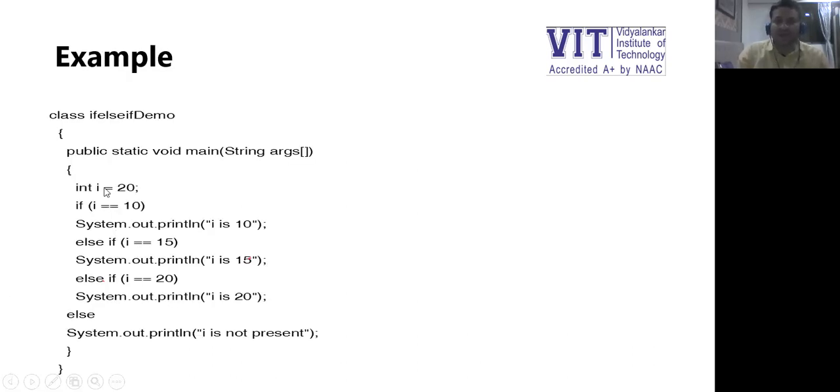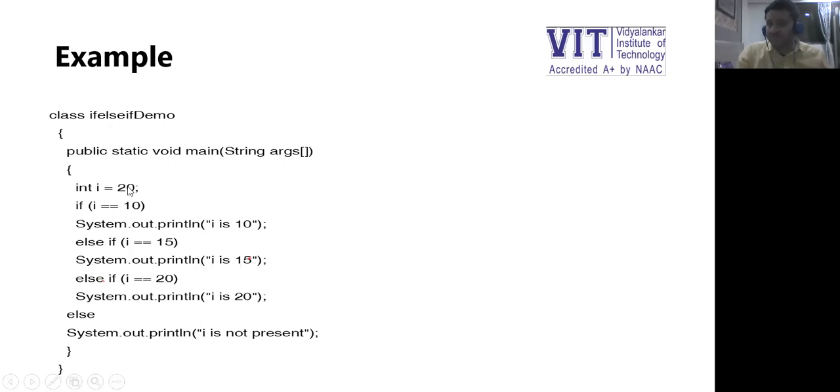Just have a look. The I value is 20. Is I 10? No. So then it goes to else. Suppose I is 10 here. Then I is 10, yes, so I is 10 is printed and the output comes out. Now I is 20 here. Is I 10? No, the control goes to else. Else if I is 15? No, control goes to else. Else if I is 20? Yes. The output will be I is 20.